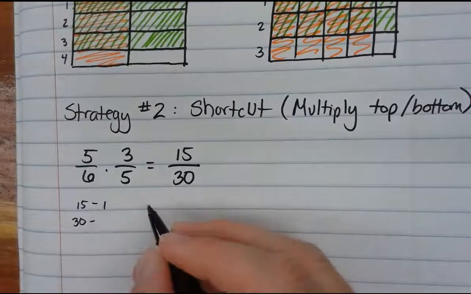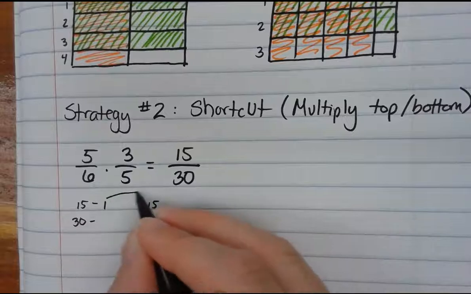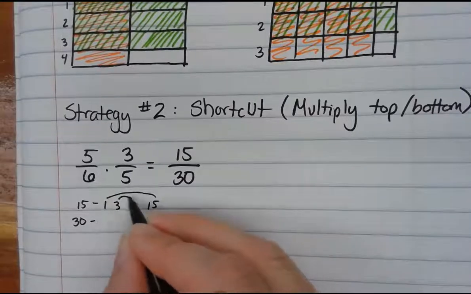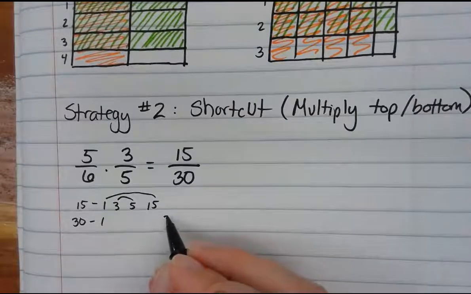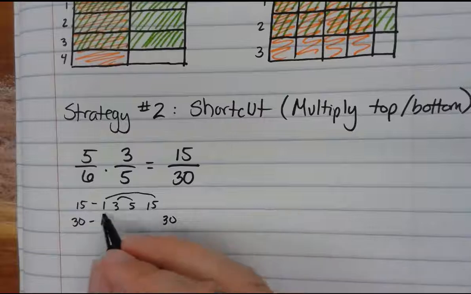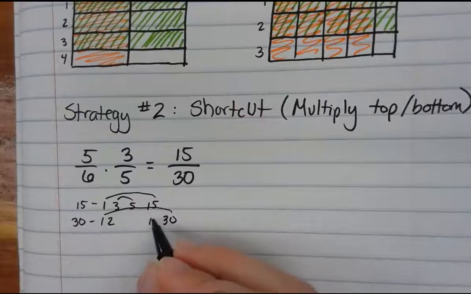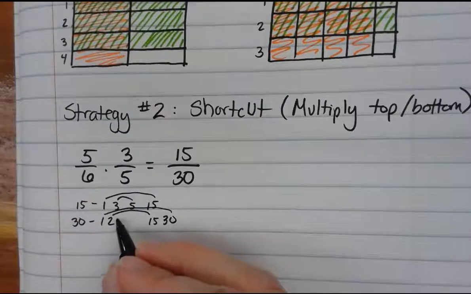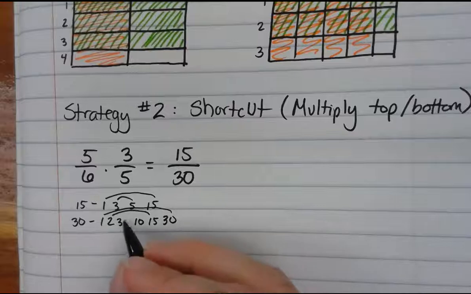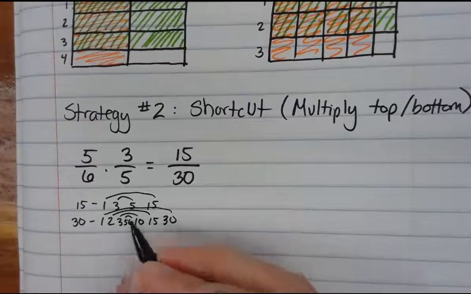The things that will multiply together to get 15 are 1 and 15 and 3 times 5. To get 30, we can do 1 and 30. We can do 2 and 15. We can do 3 and 10. And we can do 5 and 6.